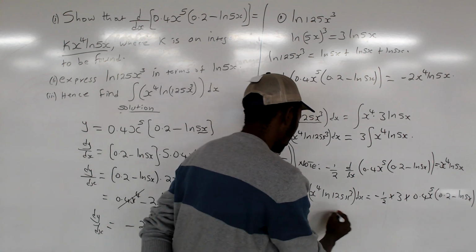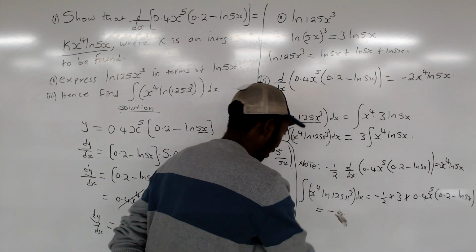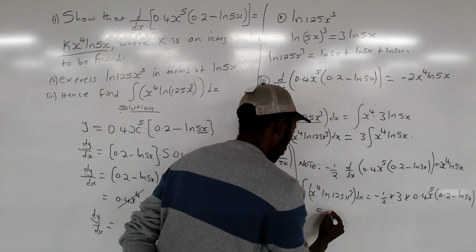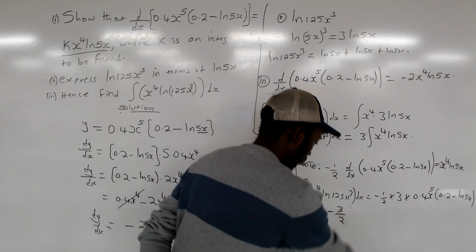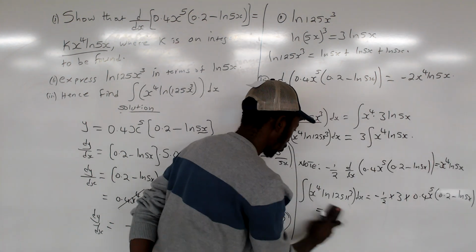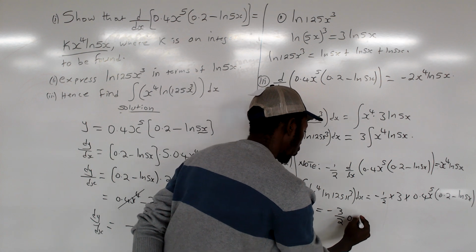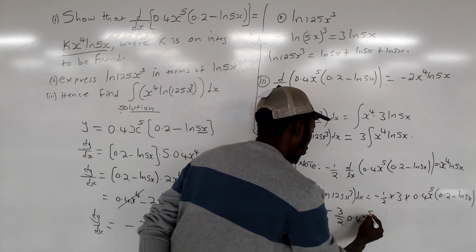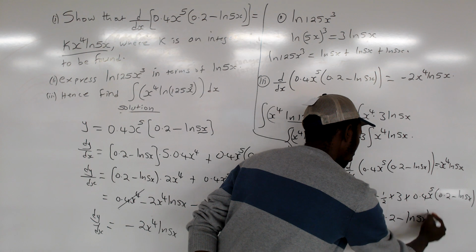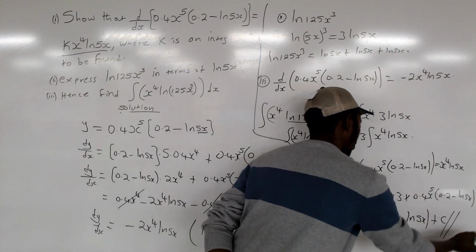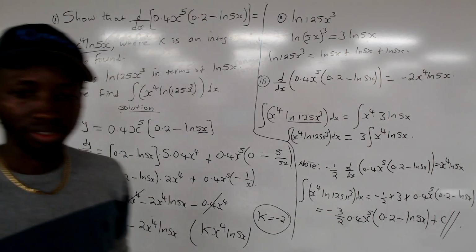So this can be simplified with negative half multiplied by 3, which gives negative 3 upon 2, not ln. So we have negative 3 upon 2, 0.4, we write this x raised to power 5 into 0.2 minus ln 5x plus c. This is the final answer. Thank you and stay blessed.